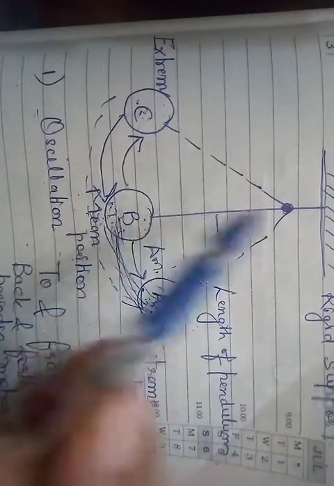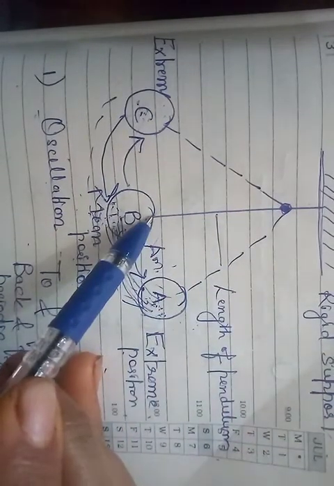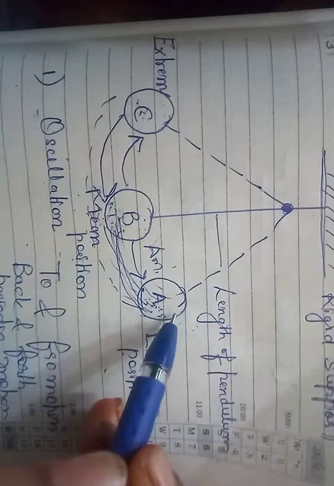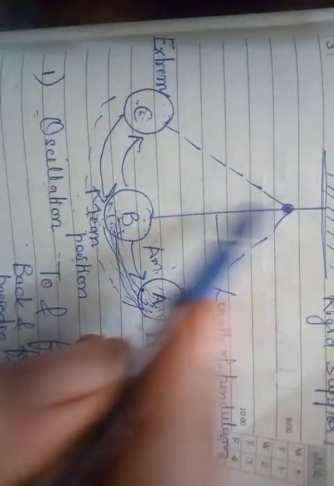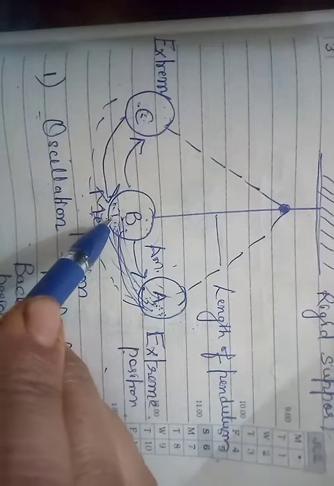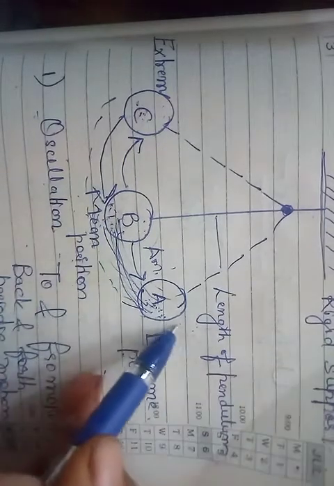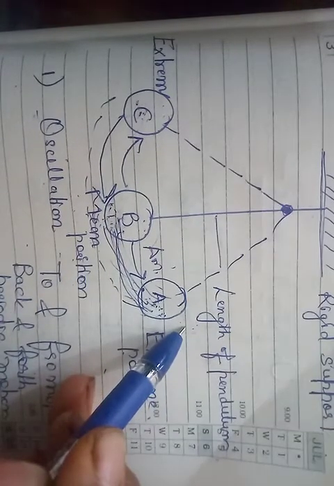Revising once again, anything you can tie with a thread, like a plastic ball tied with a thread, you can make a simple pendulum. When we pull it from one side and leave it, it starts swinging in this way. The middle position is called mean position, and where it goes highest, that position is called extreme position, whether it is left or right.